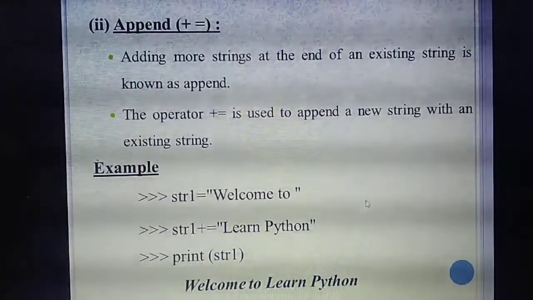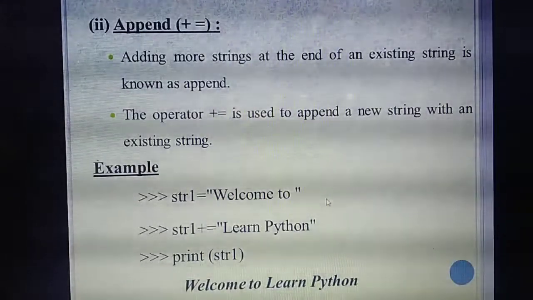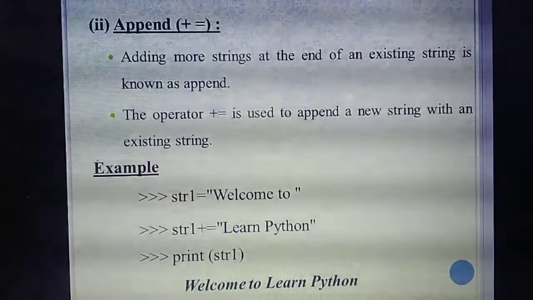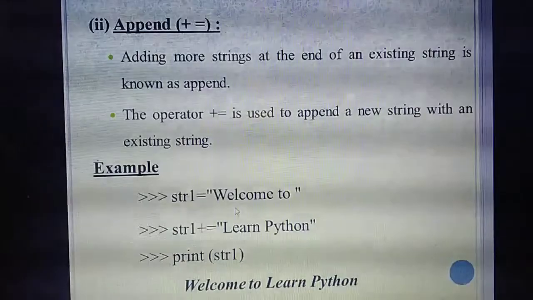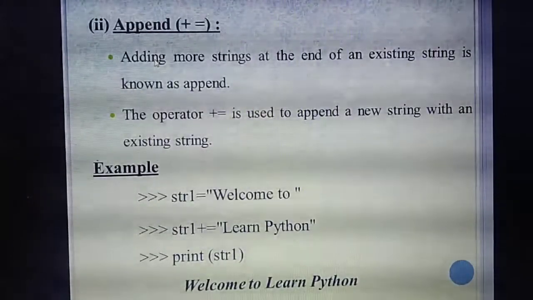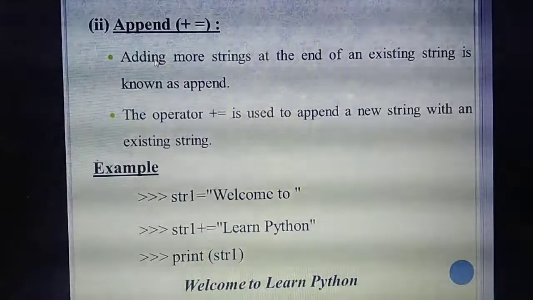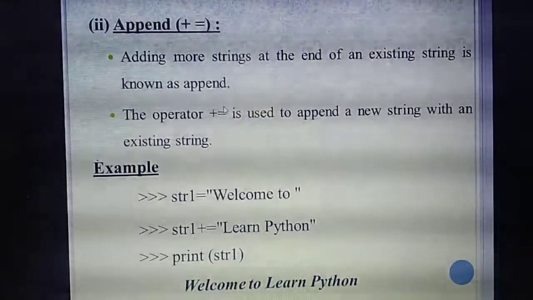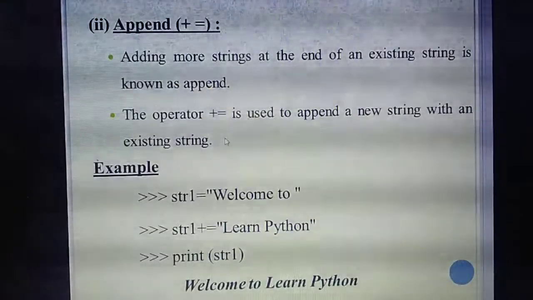Okay. So if you add new strings at the last to the existing string, what do you mean by existing? Already present string. For that, which operation do you need to do? That operation we are calling append. Understand what you mean by append? Adding one or two or three or four more strings at the end of the existing string. So that process we are calling append. Which operator is used to do this append? Plus equal to. So that's the second point.